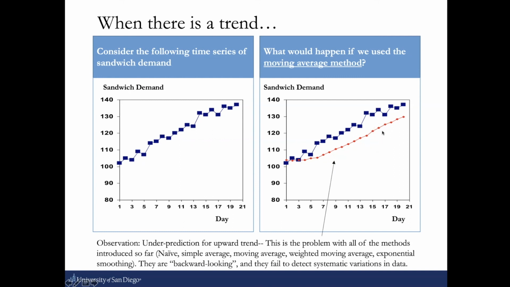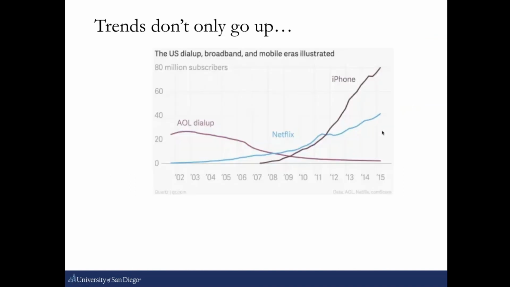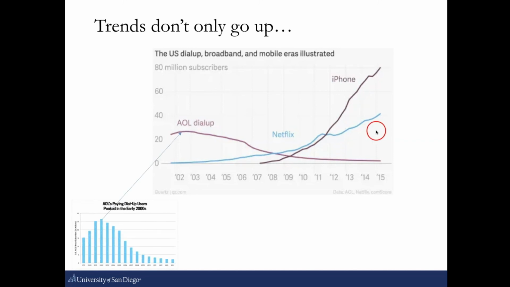And as you might expect, trends don't only go up, they can go down as well, right? So we have this example here, the US dial-up, broadband, and mobile eras illustrated in this graph. Many of you can see that Netflix and iPhone since around 2008 experience an upward trend consistently, whereas AOL dial-up decreases in number of subscribers ever since 2002, and it just seems to go down.